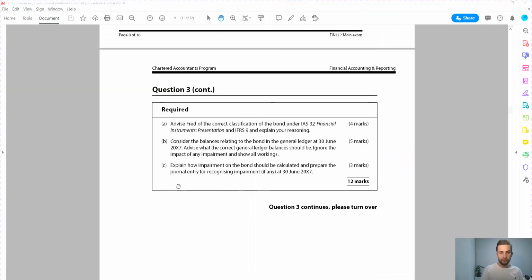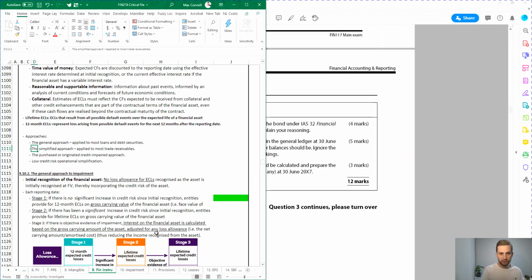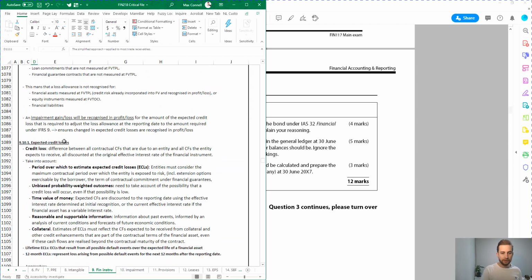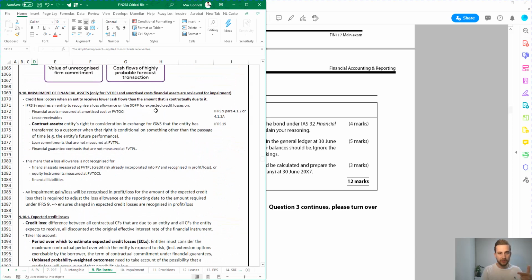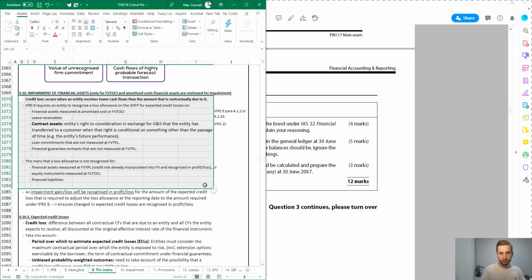So to understand impairment, my first response would be to look at the FIN critical file and look through the financial instruments chapter until you get to the section on impairing a financial asset. Now the first thing to note is this only applies for assets which are allocated or classified as fair value through other comprehensive income. It's primarily to do with credit loss, which is basically when an entity receives lower cash flows than the amount that is contractually due to it.